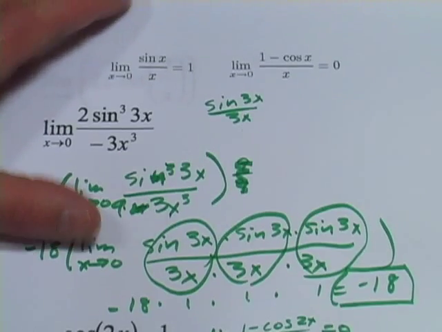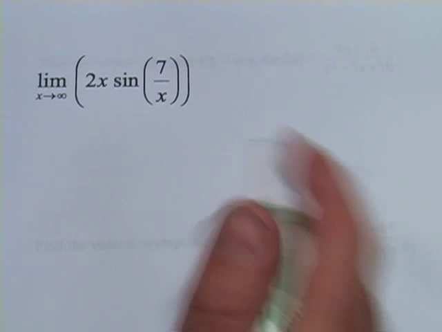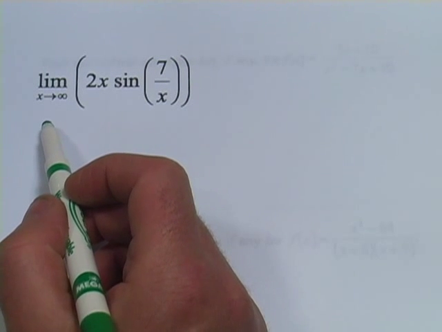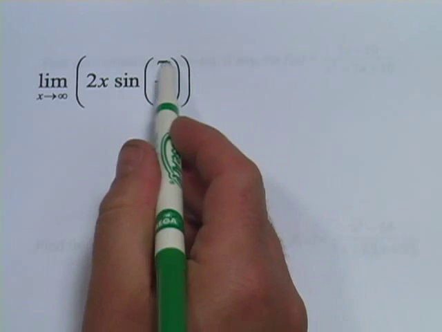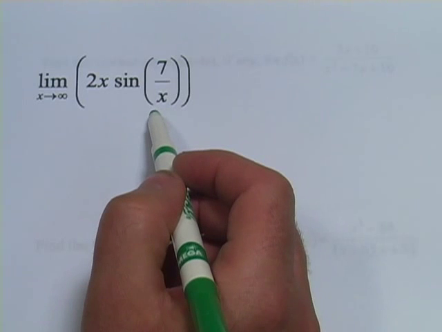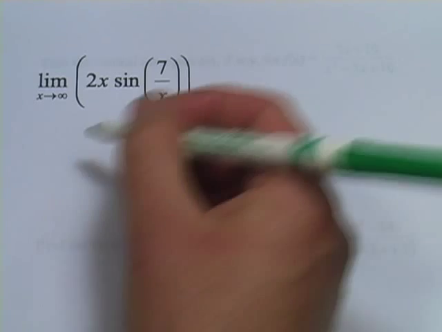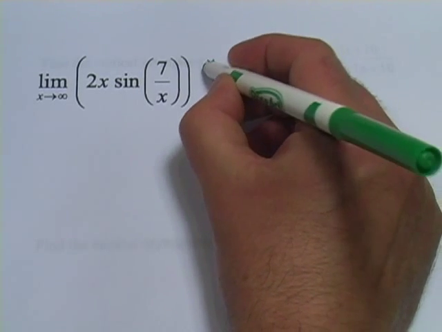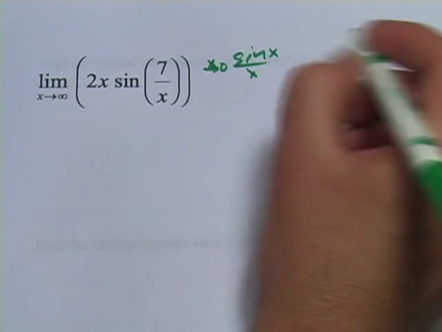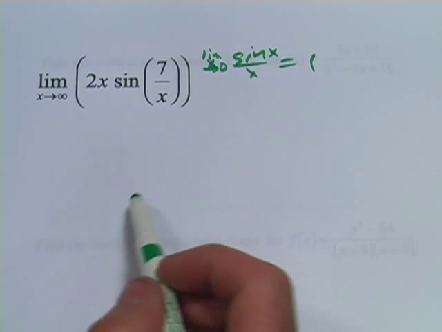All right, let's try one more. This one is going to be a bit tricky, and it may be something you haven't seen before. We've got the limit as x approaches infinity of 2x times the sine of 7 over x. We haven't seen 7 over x or some number over x in a limit, and we haven't seen x approaching infinity. The limit we know for sine is that the sine x over x as x approaches 0 is 1. So how do we handle this?